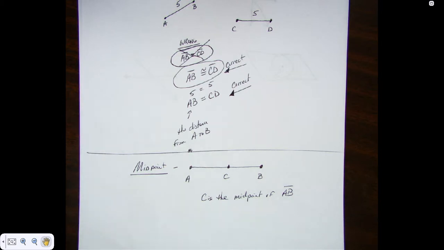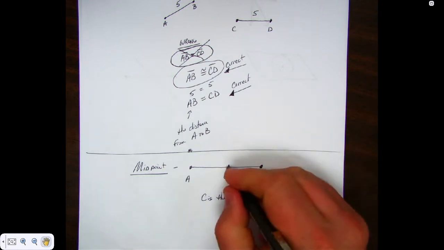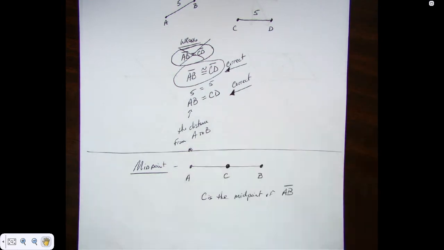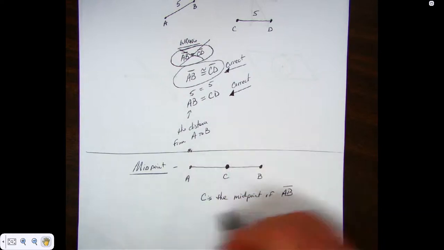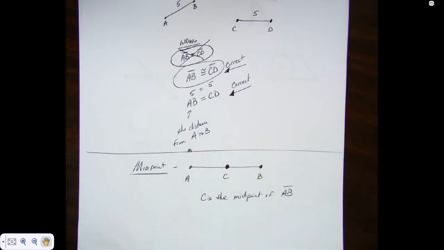Whether I drew it in the middle or not, whether it looks like I did a good job of guessing where the middle was, and obviously it doesn't, but close enough, this statement is more important than the picture. I told you guys that C is the midpoint of AB. What does that tell you? That it's exactly in the middle. What does it mean to be in the middle? Between, in the center, exactly in between.